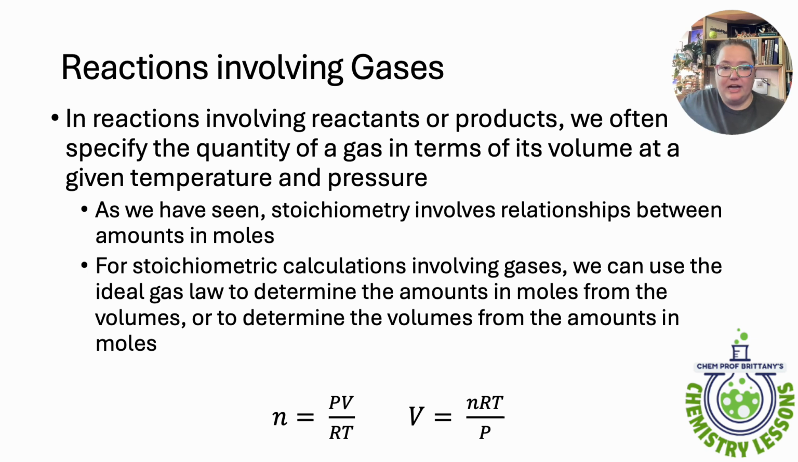So, in reactions that involve gas reactants or products, we usually specify the amount of gas in terms of its volume at a given temperature and pressure. And unfortunately, what that means is we're going to have to do some math before we can do stoichiometry, because our stoichiometry has to do with moles and mole ratios and all of that. So whenever we have temperature and pressure of our gas, and a volume, we can then bring it here and solve.